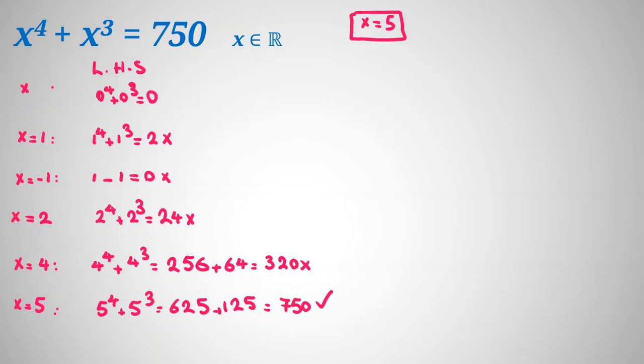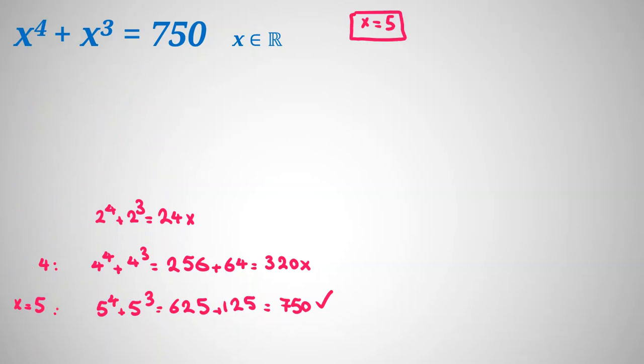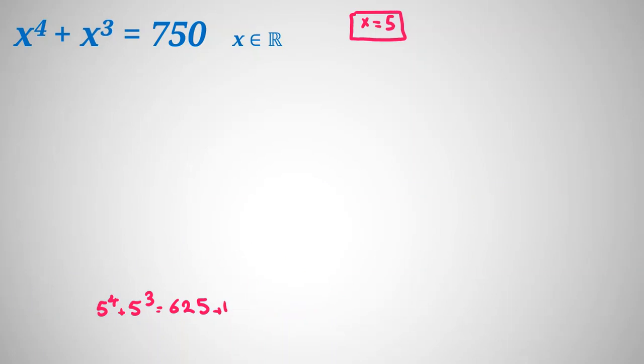Why? Because we can factorize. If we find one root, then the problem will be so much easier, because then we can factorize and reach a term with degree 2. Okay, let's erase these things. And because x equal to 5 is one root, we can factorize.